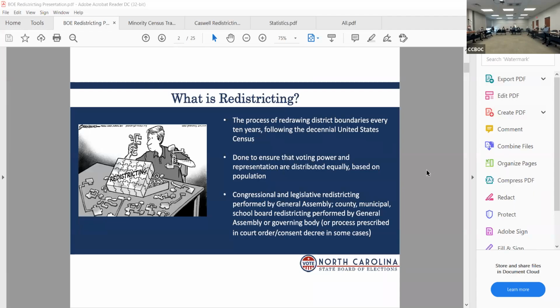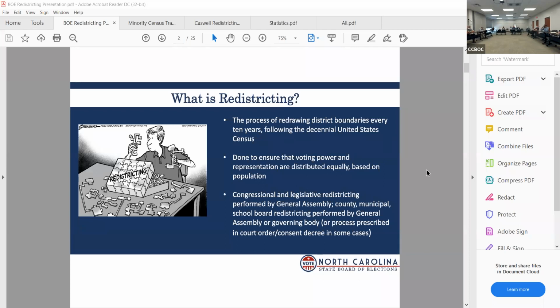Thank you, Mr. Chairman. If it pleases the board, I'd like just to go through a quick introduction with the materials that we have. First, I have a real quick slideshow from the North Carolina Board of Elections, talking about what is redistricting. It's the process of redrawing district boundaries every 10 years following the decennial United States Census. It's done to ensure that voting power and representation are distributed equally based on population.